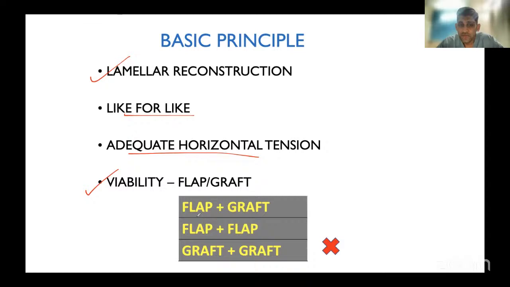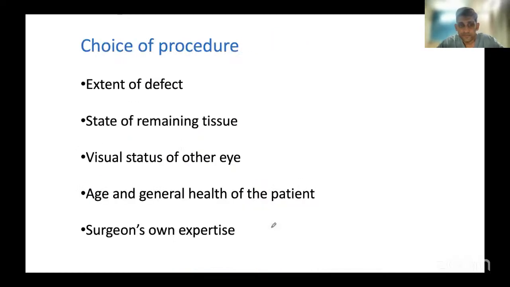Now, a combination of flap plus graft or a flap plus flap works better. Remember, you can never use a graft on graft because it doesn't have its own independent source of blood supply, and these cases are usually most likely to fail. So this is the most important part that you need to know, that you can never sandwich a graft over a graft. It should be either a flap over a graft over a flap, or a flap over a flap.